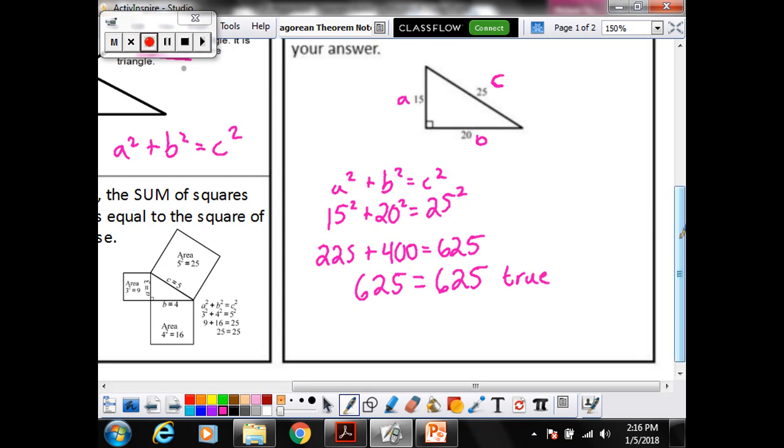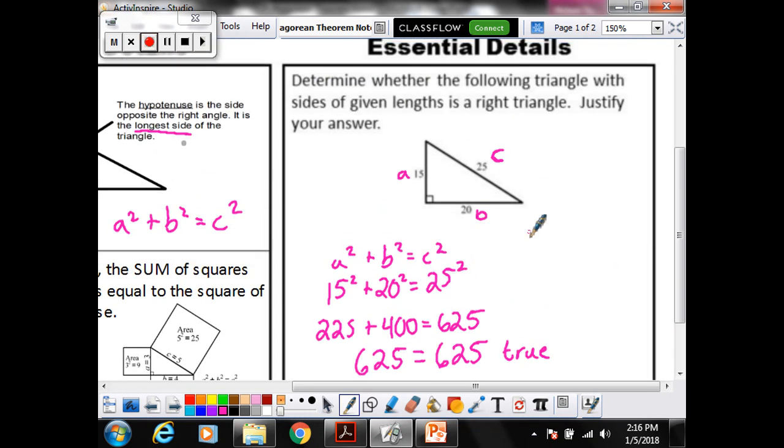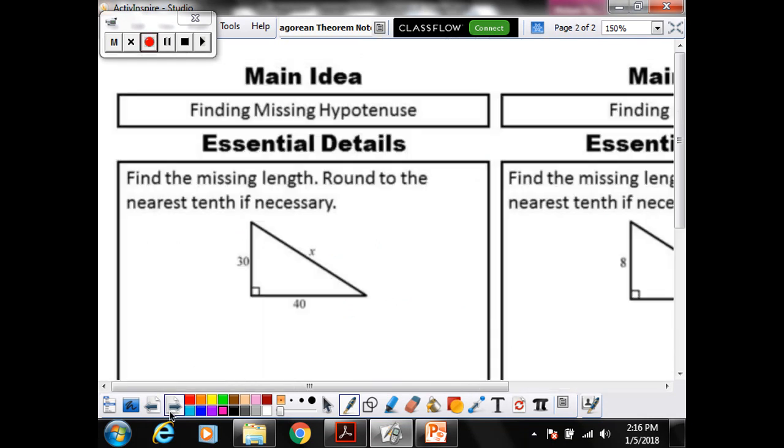So therefore, this is a right triangle. So it is correctly labeled. It is a right triangle. And this work is what justifies our answer. Right? So now, flipping on to the back, the other two examples we have are finding missing sides.